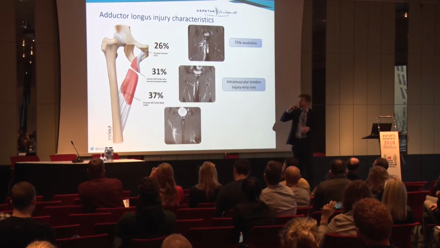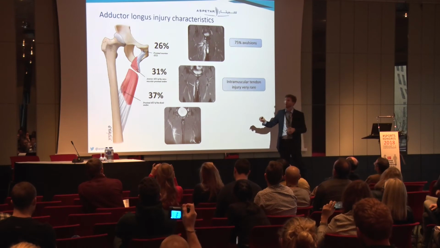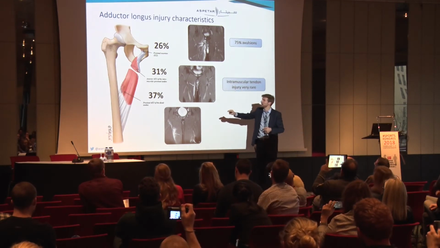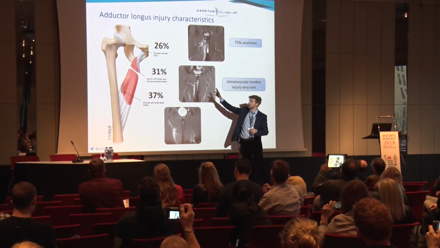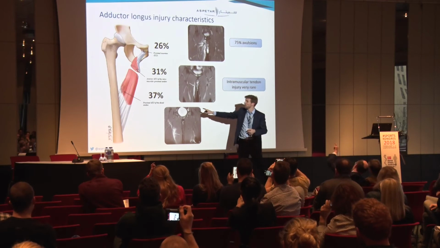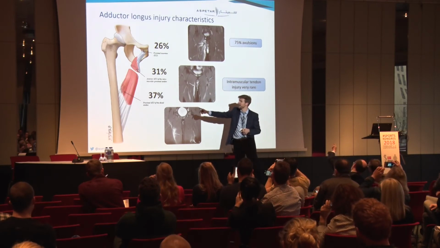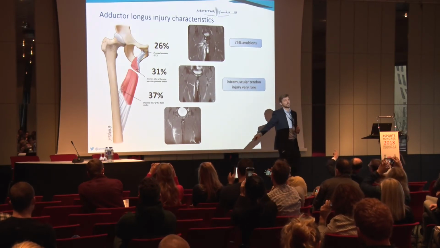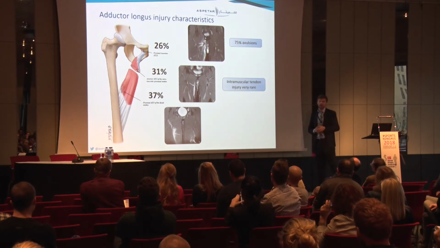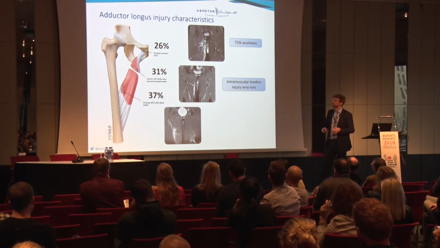So if we look at our injury, this is the distribution that we saw. About a quarter of the cases, there was an injury in the proximal insertion, and the rest were down in the muscle, almost evenly distributed. But what we also saw is there was a high number of distal adductor longus injuries, which is something that we haven't really been aware of before. So really interesting finding there.